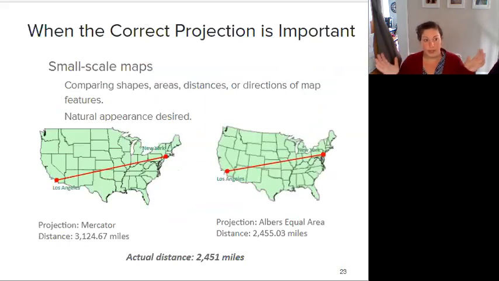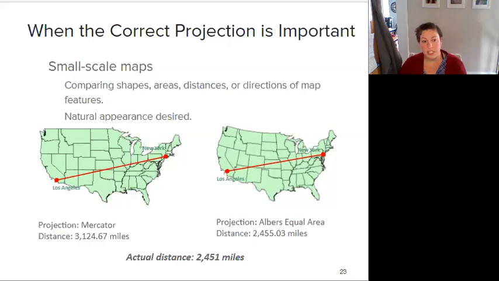So why is this important, right? It's important because your distance measurements on your map can be completely changed depending on which projection you use. So if you use the Mercator and you measure from LA to New York, you're going to come up with 3,000 plus miles. However, the actual distance is only 2,451. So obviously that projection is not the best. If you use something like the Albers equal area, which is a conic projection, then you end up with a distance of 2,455, which is pretty close.